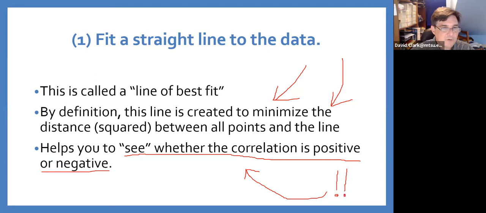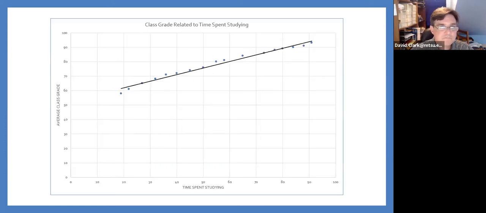This is the important part, that the line helps you to see generally whether that correlation is positive or negative. So there's your line of best fit. Generally, it doesn't have to touch all the points. It just kind of fits best the points.